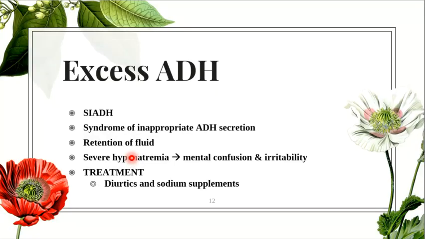Now another hormone of the pituitary, that was about growth hormone. If the other cells proliferate, there can be an excess of ADH, antidiuretic hormone, right? The condition associated with excessive antidiuretic hormone secretion is called SIADH, that is syndrome of inappropriate antidiuretic hormone secretion. What exactly happens in SIADH is there is a retention of fluid. There can be severe hyponatremia, which leads to mental confusion and irritability.